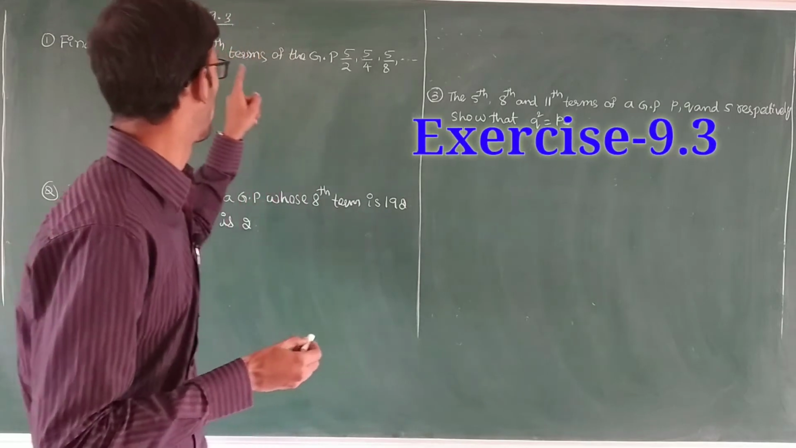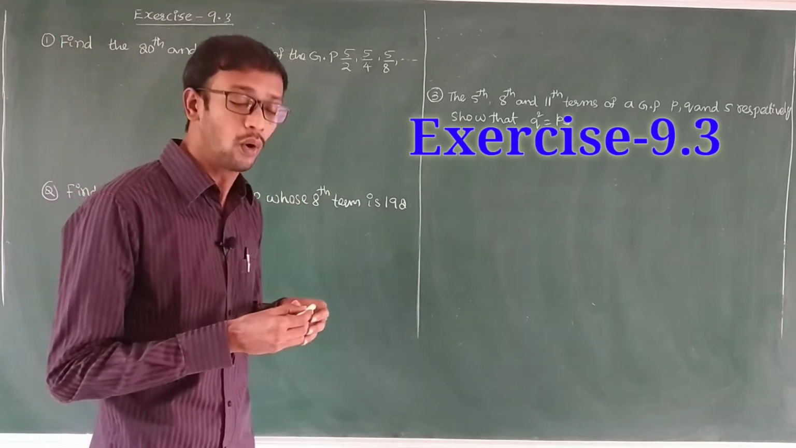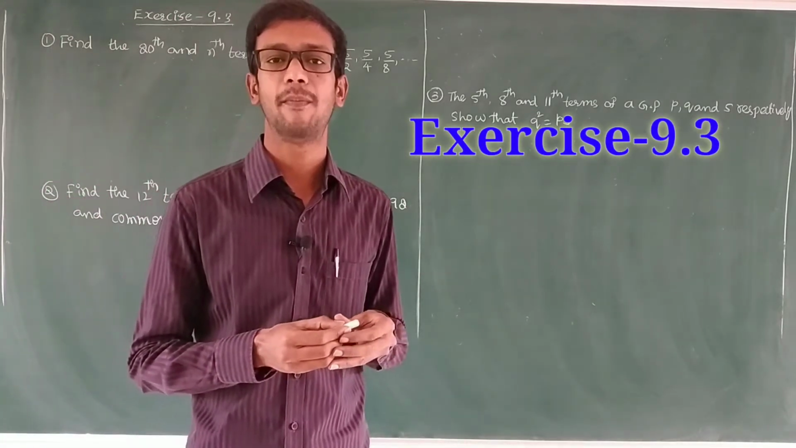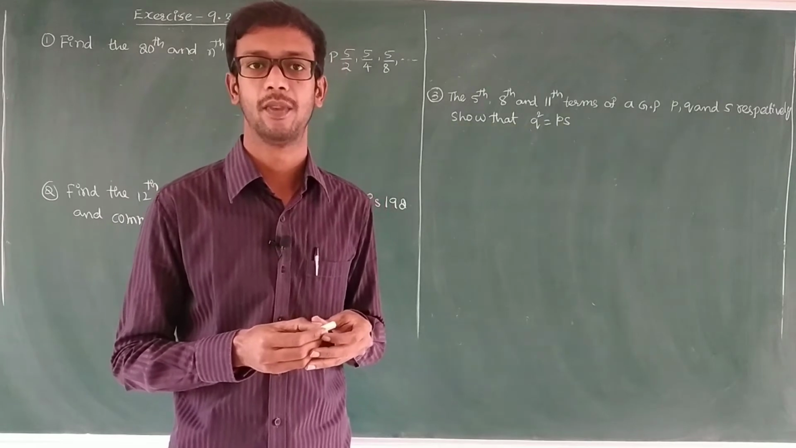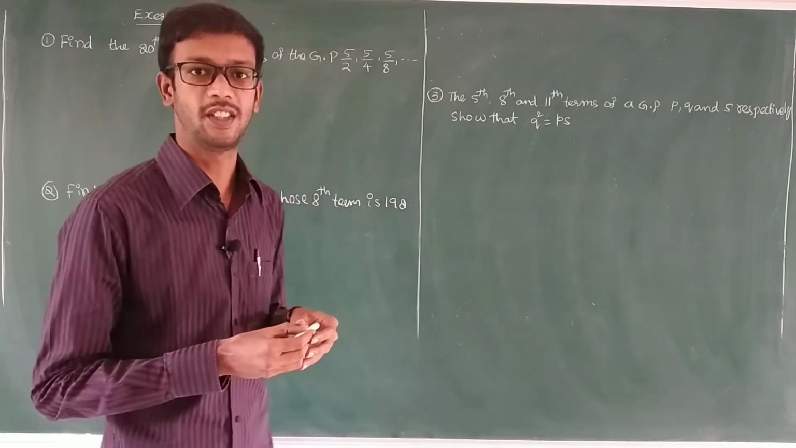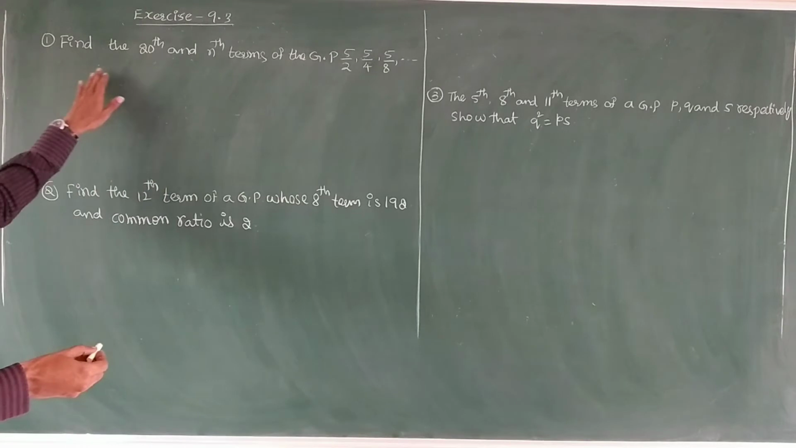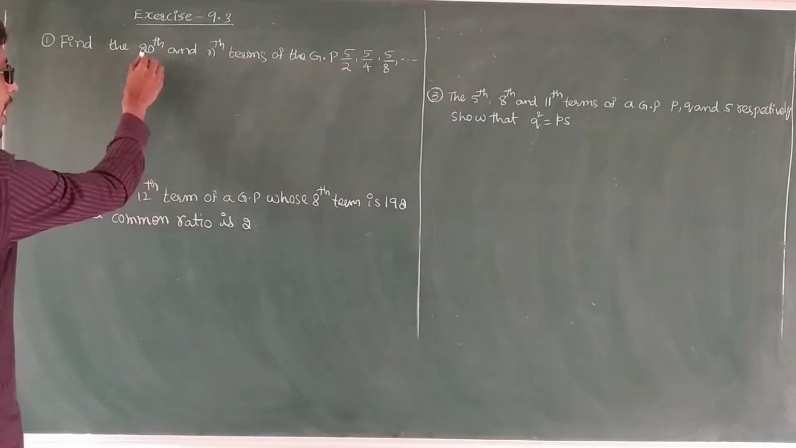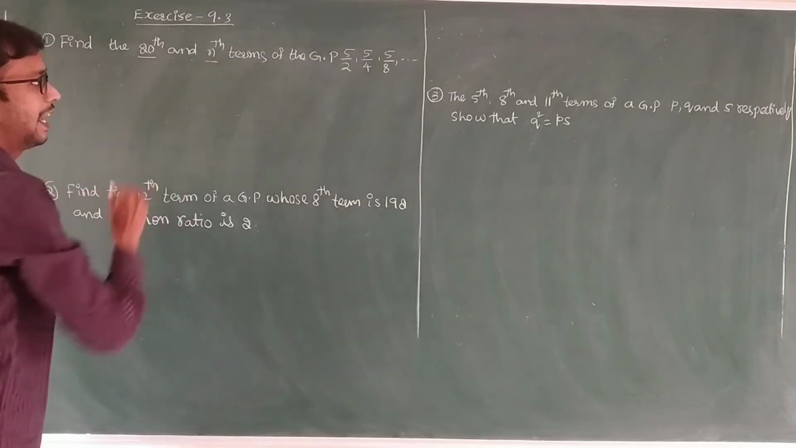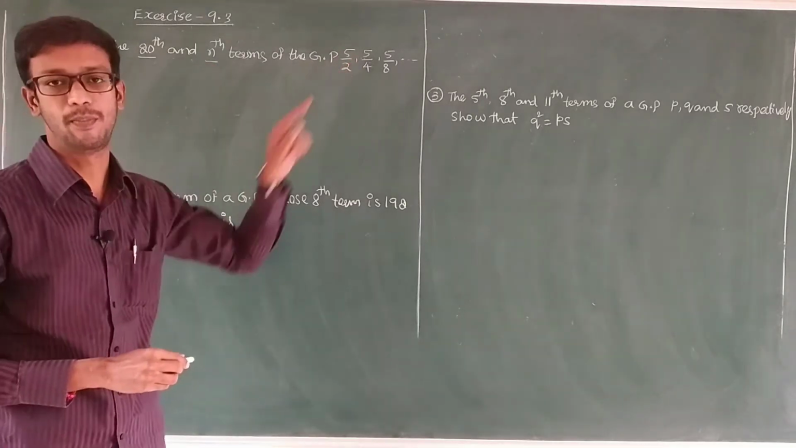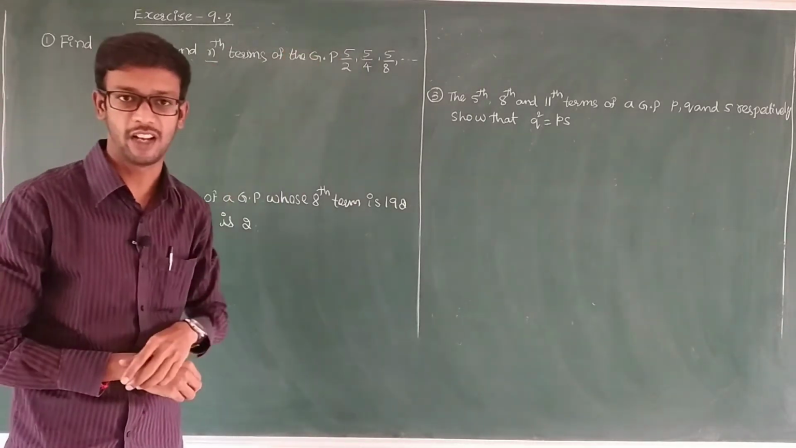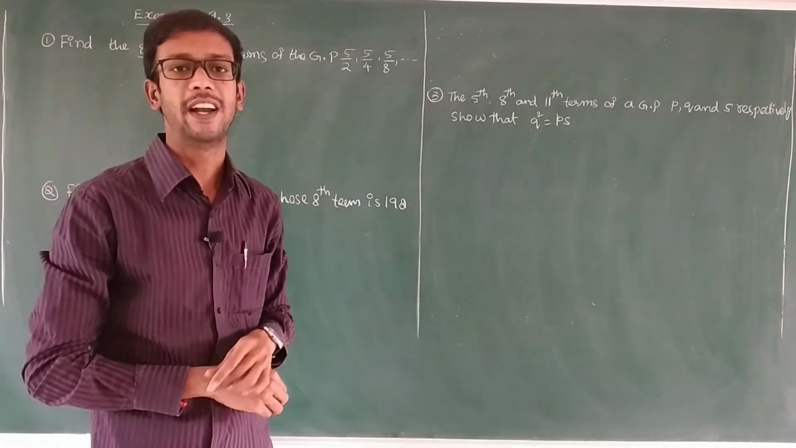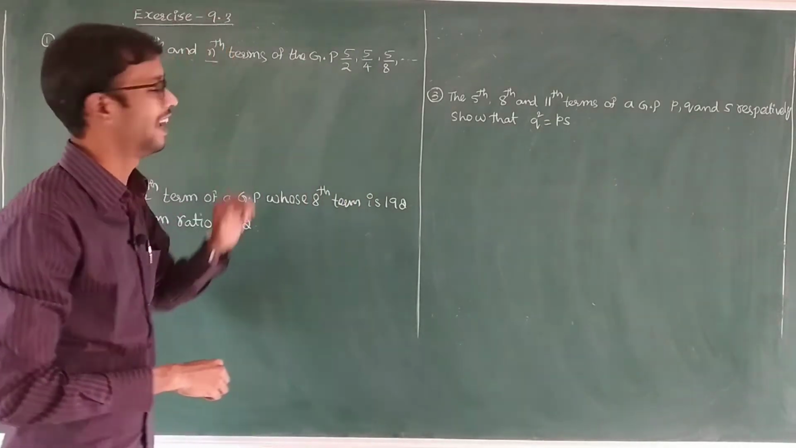Exercise 9.3. This total exercise is based upon geometric progression only. So now we see the first problem. Problem number 1. Find the 20th and 10th terms. We have to find the 20th term and 10th term of the GP, geometric progression, they have given.